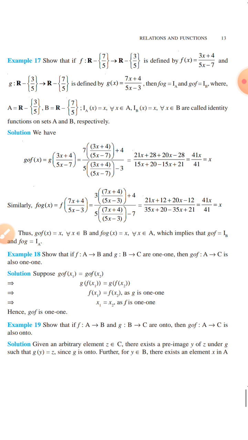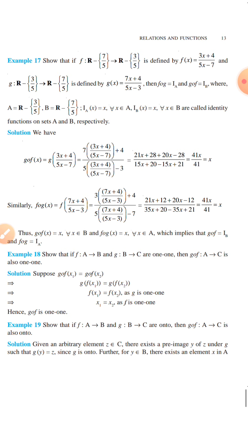So, first one is example number 18. Show that if f from A to B and g from B to C are 1-1, then f composition g from A to C is also a 1-1 function. So let us consider, suppose, for f composition g to be 1-1, we need to show f composition g of x1 is equal to f composition g of x2 for each x1, x2 belongs to what? x1, x2 belongs to A.